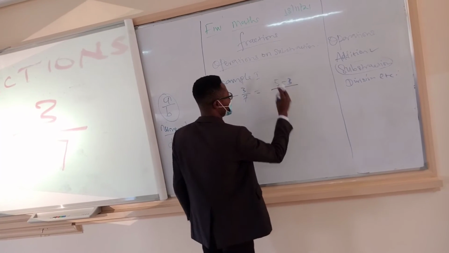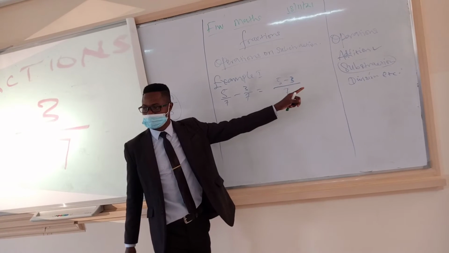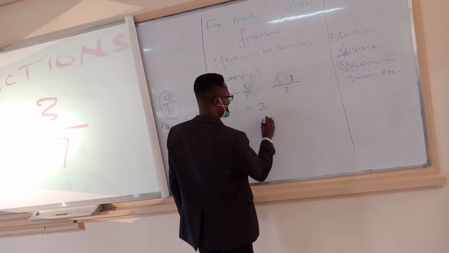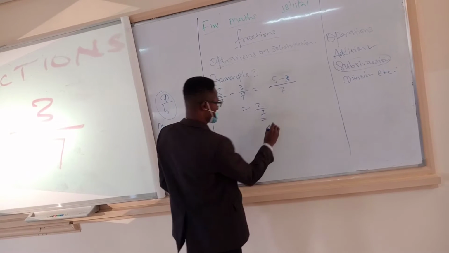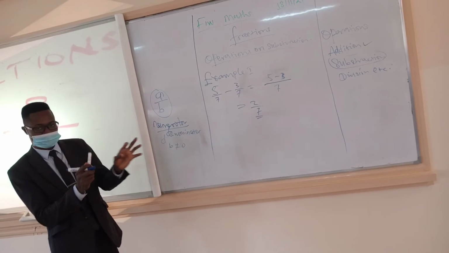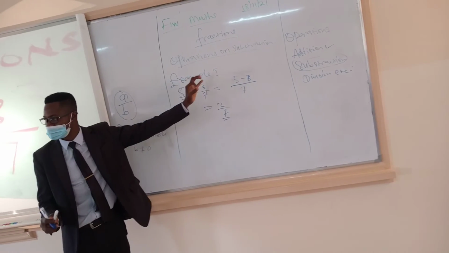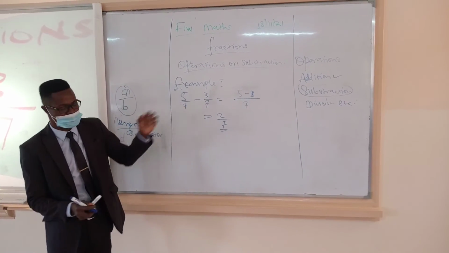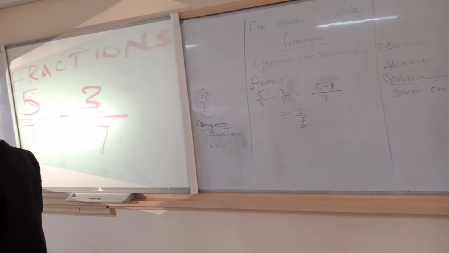5 minus 3 will give you what? 2. So you will have 2 over 7. This is what we are supposed to do. So you simply bring them together, find the LCM, then subtract the numerator, and then you are good to go. And this is our first example.